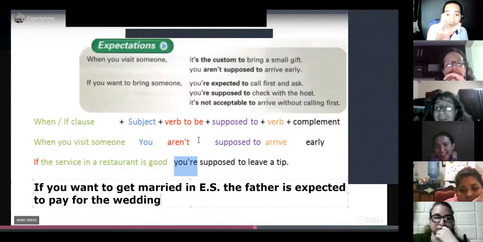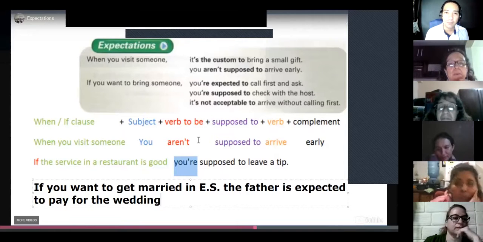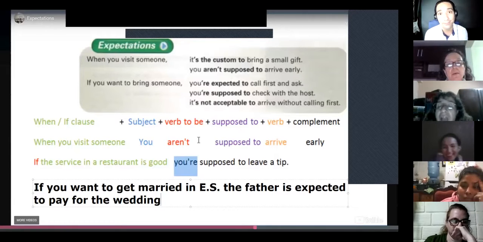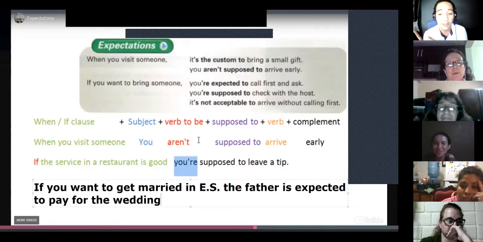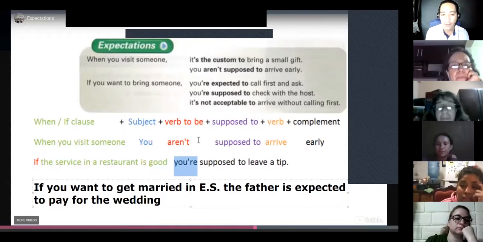Esa es otra forma, es lo contrario. Aquí estamos hablando de expectations en general, pero expects you, cuando alguien espera de ti tal cosa, right? To have a good job, to be handsome, to be tall, to be rich. That's what the father of your fiancé expects. A big house. Okay, if you want to get married in El Salvador, the father is expected to pay for the wedding. Or her father, I could say her father is expected.